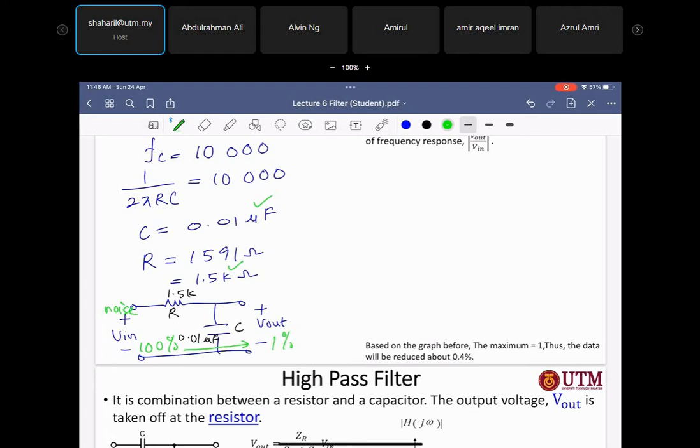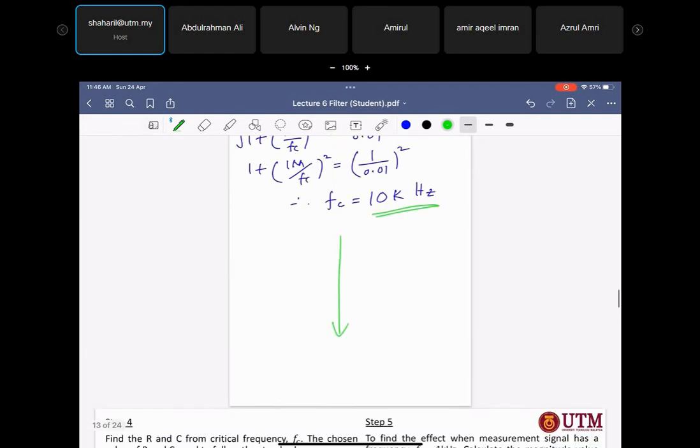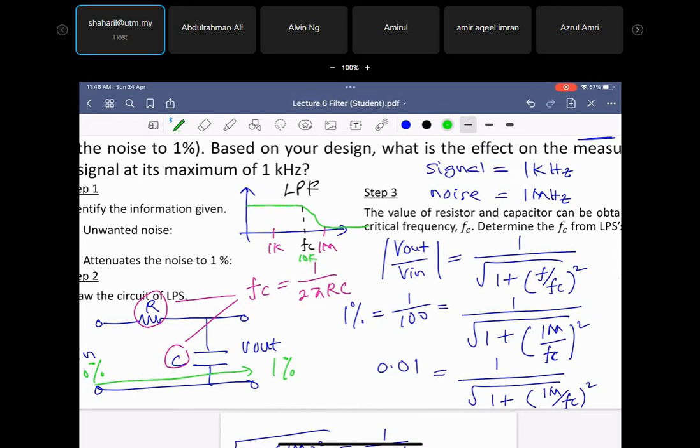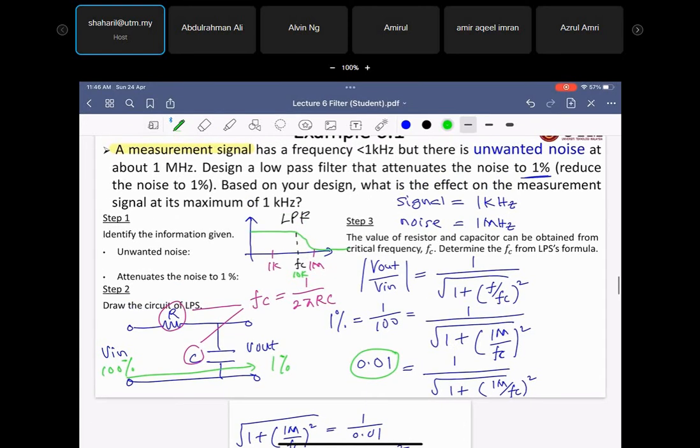This is how you play around. Actually, you can set it. Okay, I want to set the critical frequency to 10K, right? That means you set this one to 10K. So you will get V out equal to 1%, or the ratio will be 1/100 for the noise. That means 100% can be reduced to 1%. Right? Good. Any question regarding this?